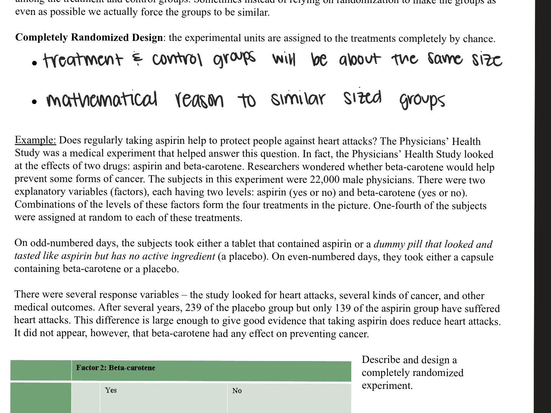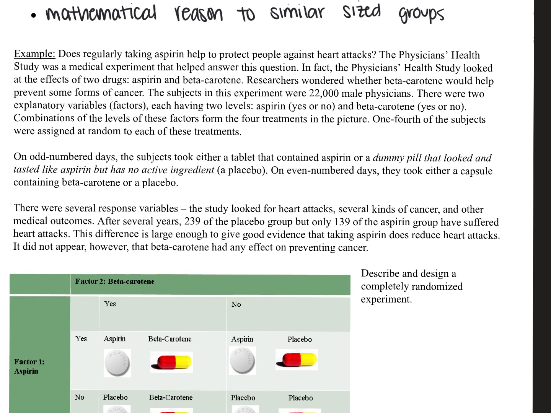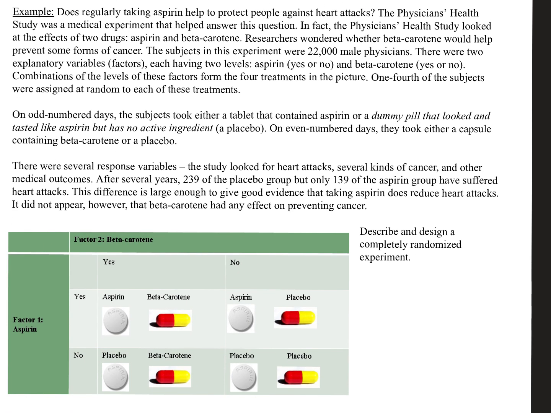There were 2 explanatory variables, which were our factors. Each of them had 2 levels: aspirin, yes or no, and beta-carotene, yes or no. And then the combination of these levels and factors formed 4 treatments in our pictures here below. And then a fourth of the subjects were assigned at random to each of these treatments. So the way the experiment worked is that on odd-numbered days, the subjects took either a tablet that contained aspirin or a dummy pill that looked and tasted like aspirin but had no active ingredient, so a placebo. And then on even-numbered days, they took either a capsule containing beta-carotene or a placebo.